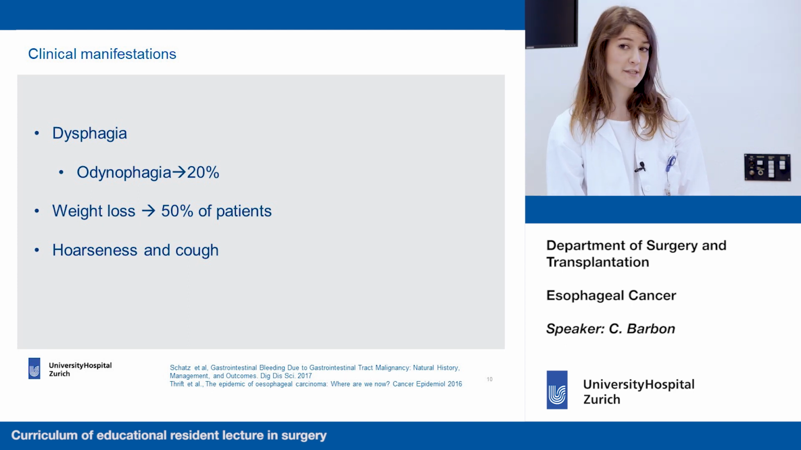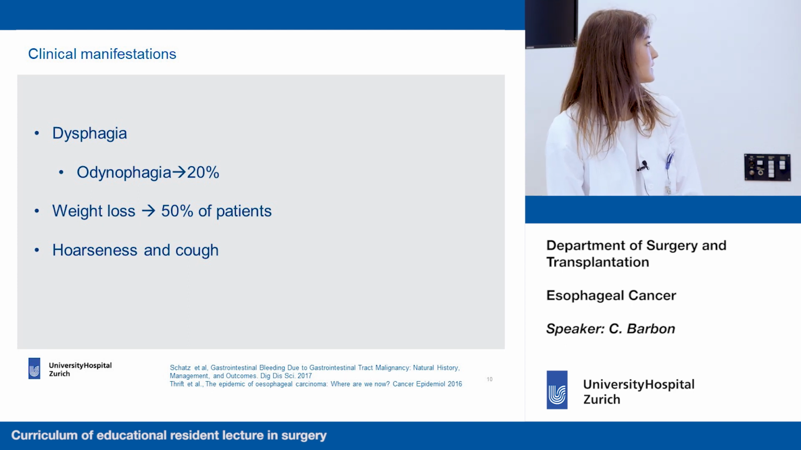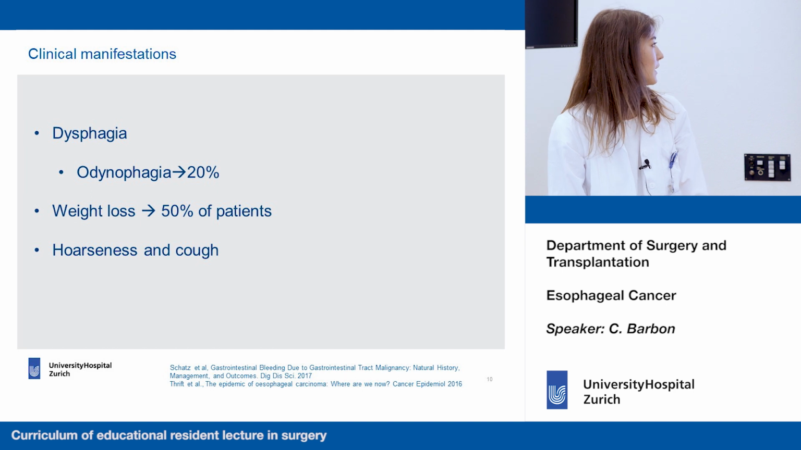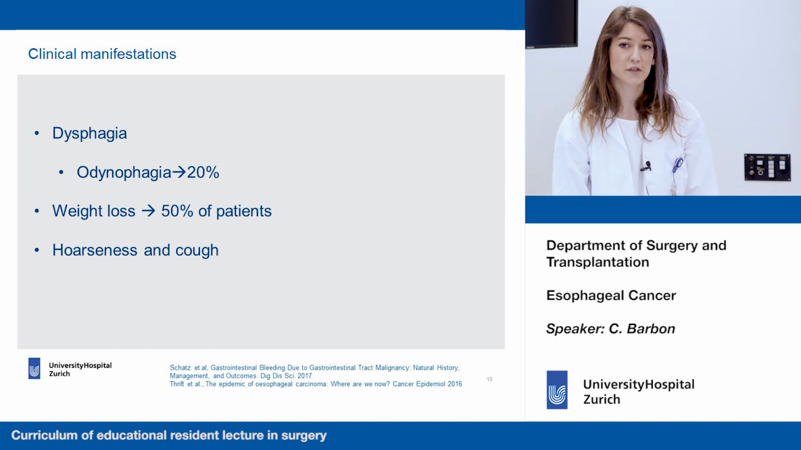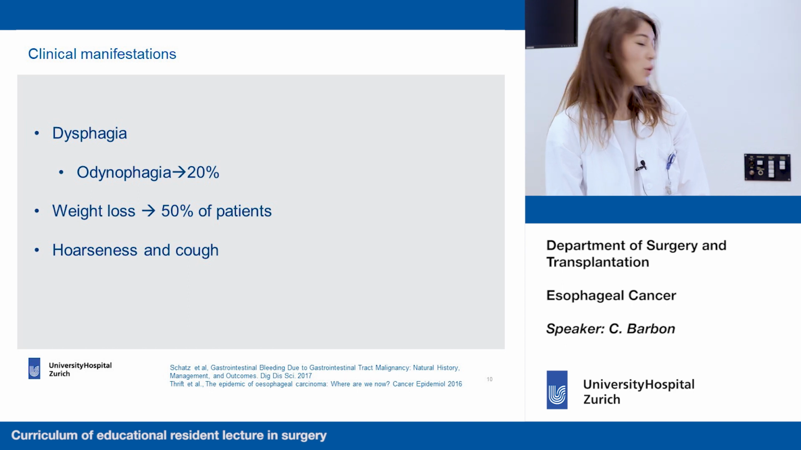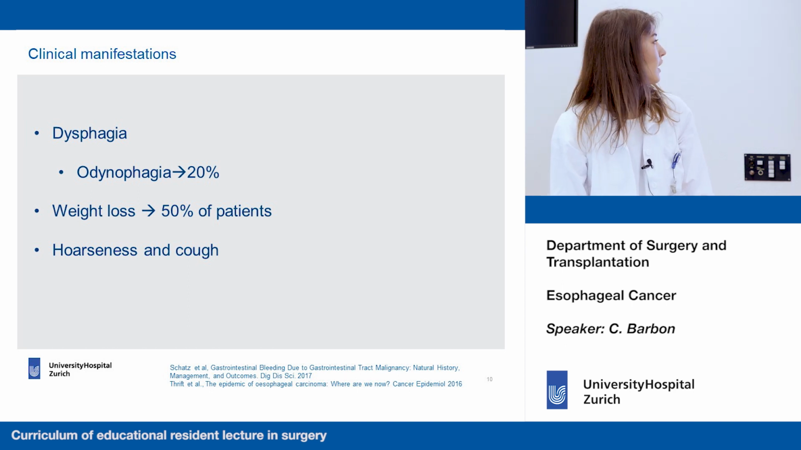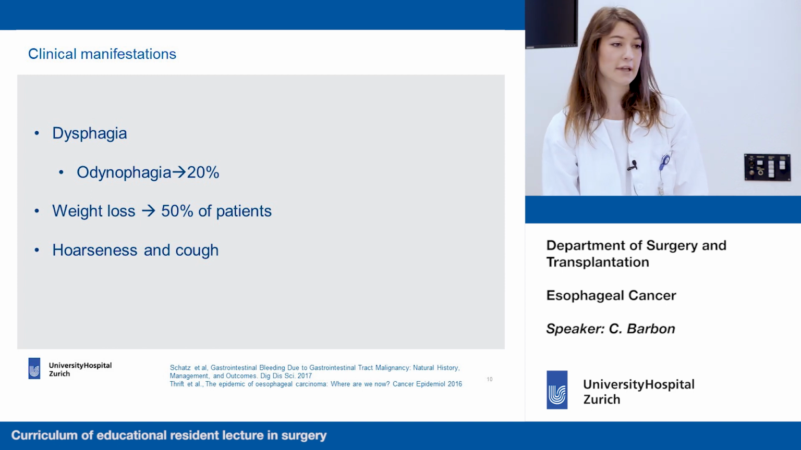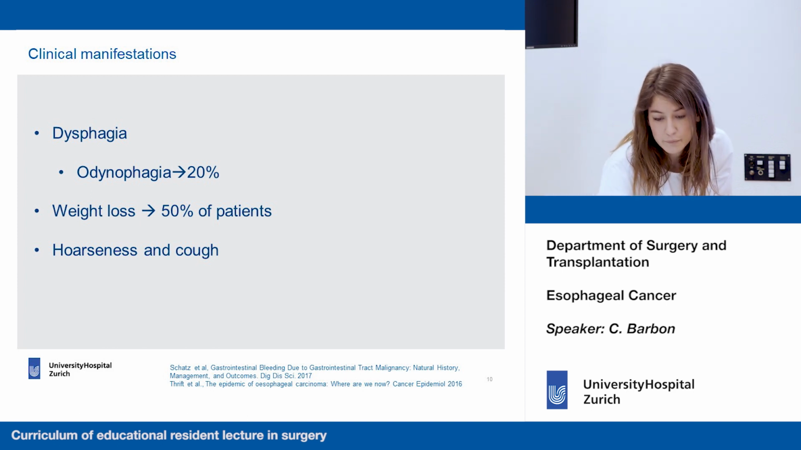In half of the patients there is weight loss, and this is for two main reasons. The first one is because patients have to change their dietary habits, and also because of the cachexia caused by cancer. Another manifestation could be hoarseness and cough. However, this is a bad prognostic sign because it means that the recurrent laryngeal nerve is involved.